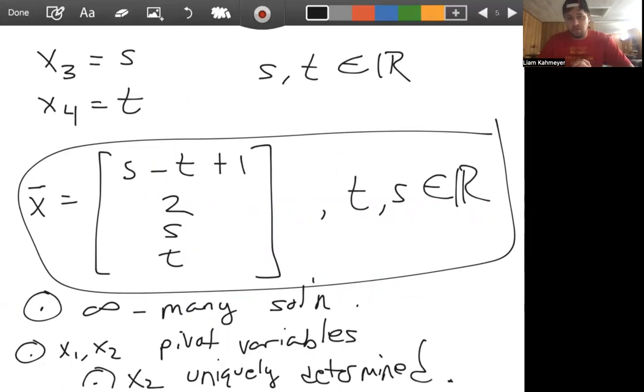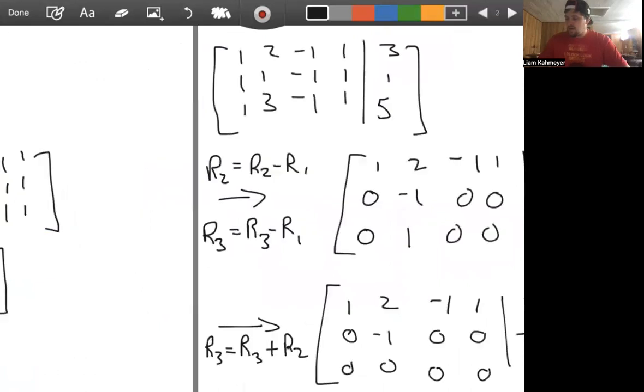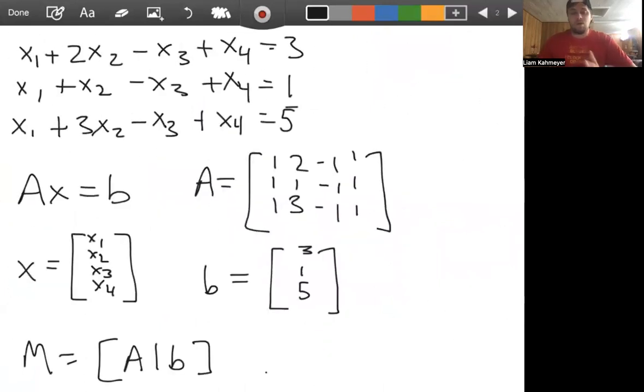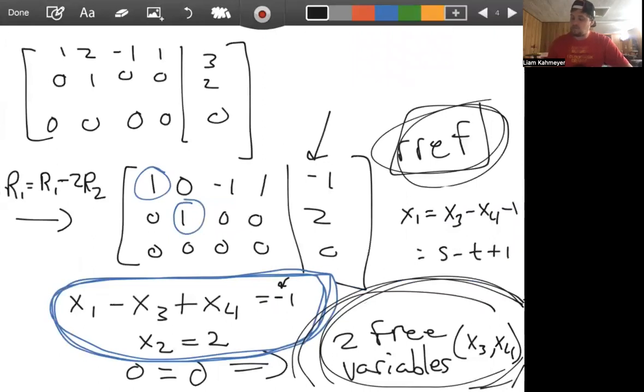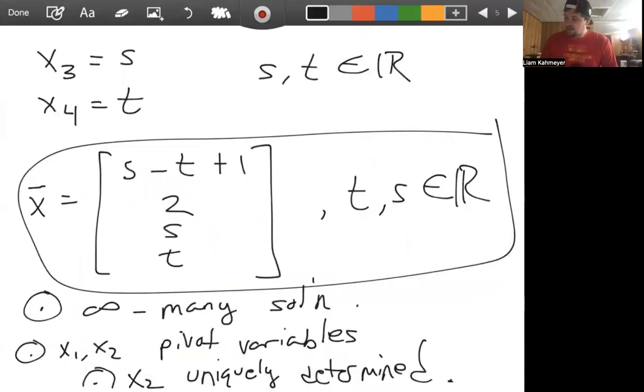Okay, so this is how this first problem would be solved. When you're looking at a system, solve this system by creating an augmented matrix, modify that matrix into a reduced row echelon form of itself, and then use that reduced row echelon form to determine what the solutions would be. Okay, let's look at the next problem here.